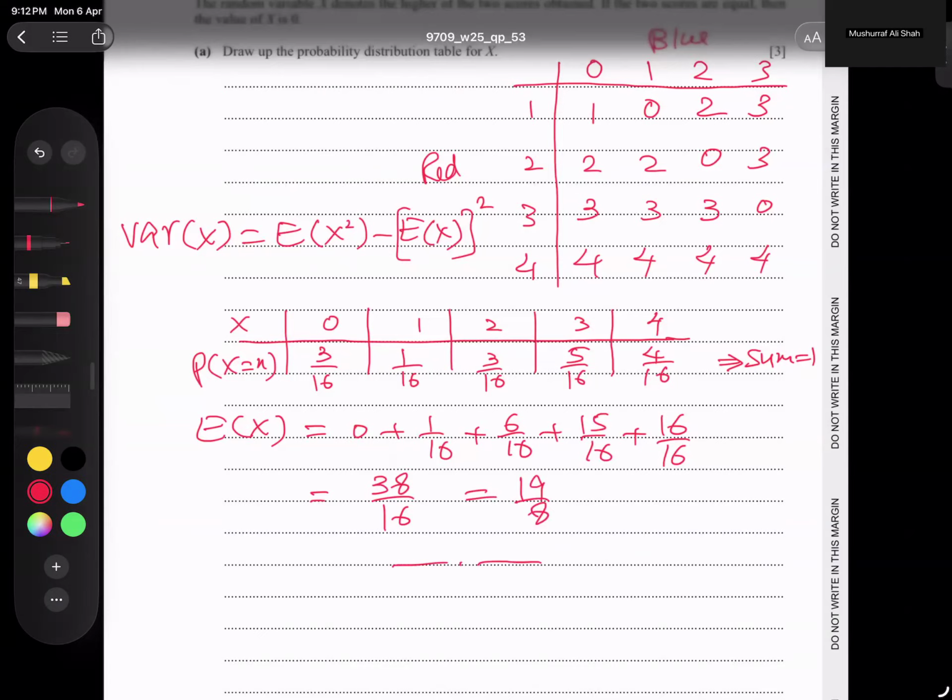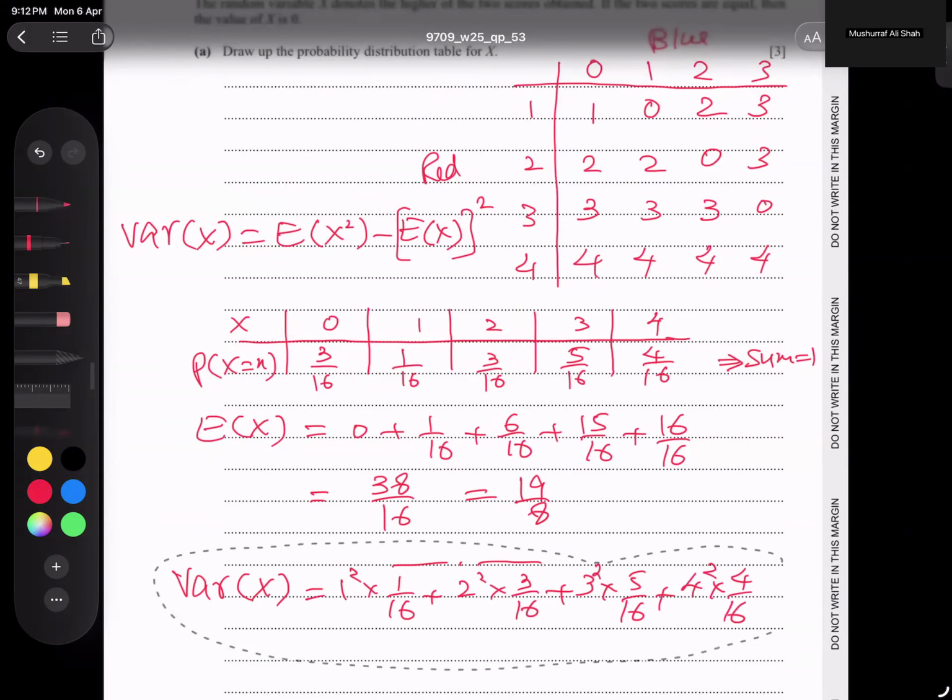Now I'm looking for the variance formula finally. And what is the way, students? So this means square 0 and multiply. So this 0. Square 1 and multiply. So look, I'm showing you 1 to power 2 into 1 over 16. Now square of 2 and multiply. So 2 square into 3 over 16. Now 3 square into 5 over 16. And 4 square into 4 over 16. So this is the value of this one.